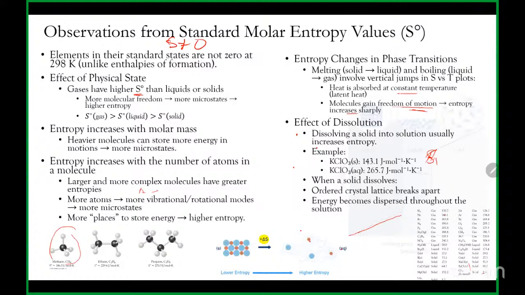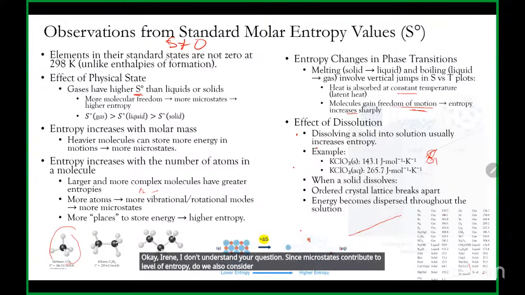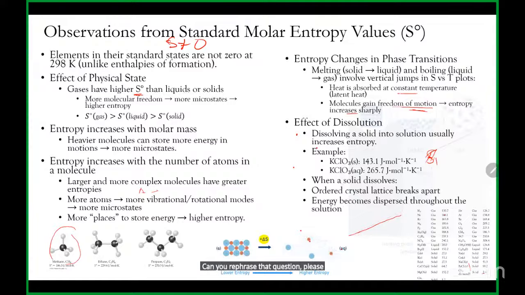Okay, Irene, I don't understand your question. Since microstates contribute to level of entropy, do we also consider microstates? Can you rephrase that question, please? Or macrostates. So macrostate is going where? Is it in the first one or in the second one? So whichever way, how would I explain it? So macrostates, let me come back. Only second one. Which one is the second one? Got it. You can't rewrite the whole thing again.